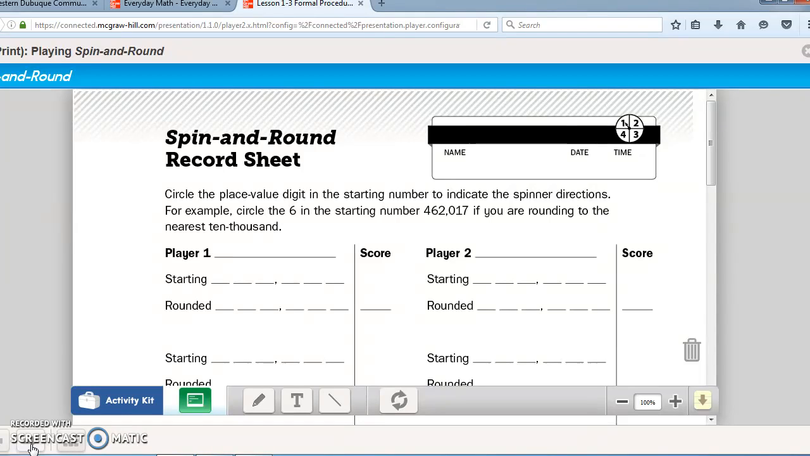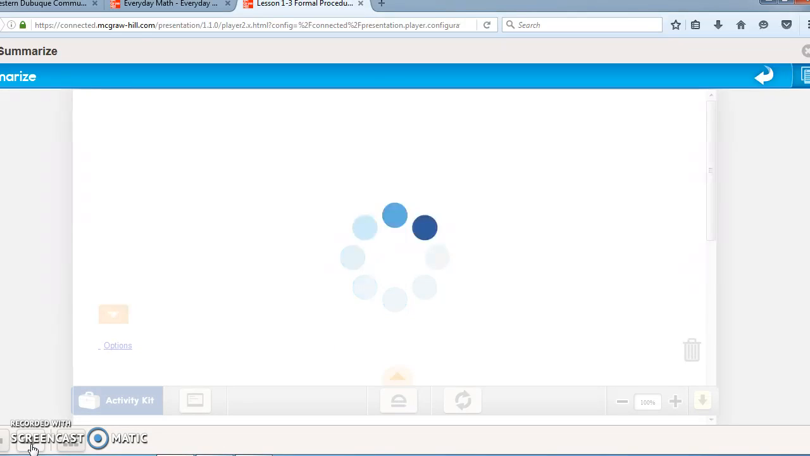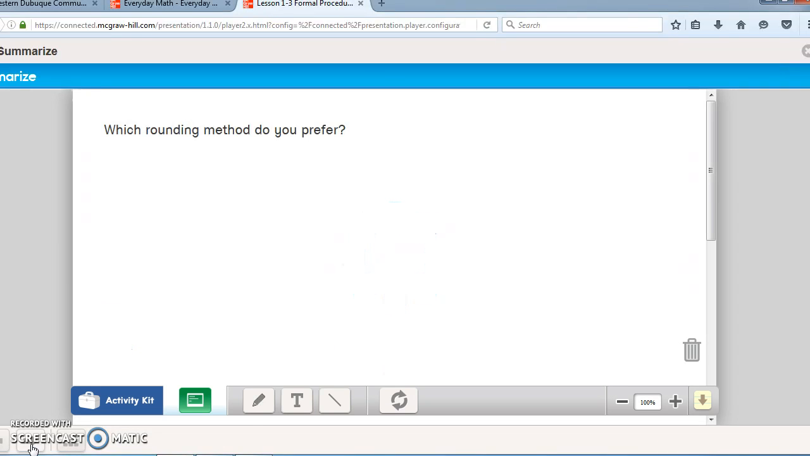Again, it says circle the place value digit in the starting number to indicate the spinner directions. For example, circle the 6 in the starting number 462,017 if you are rounding to the nearest 10,000. Which rounding method do you prefer? Explain it to me and to your partner.